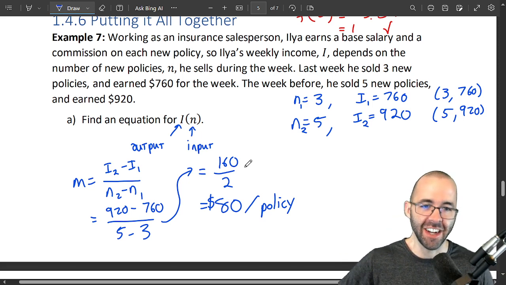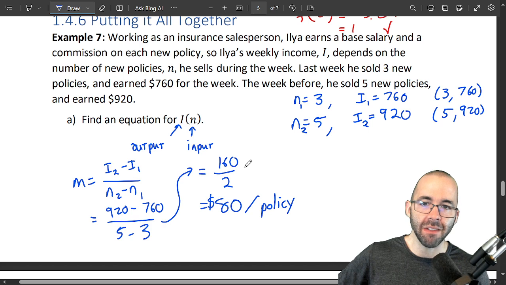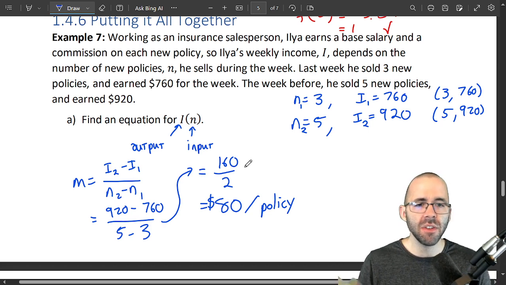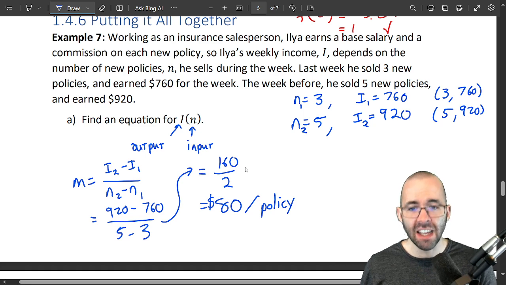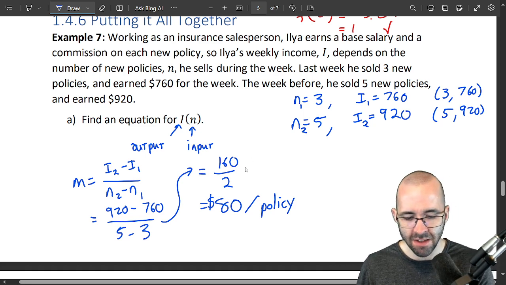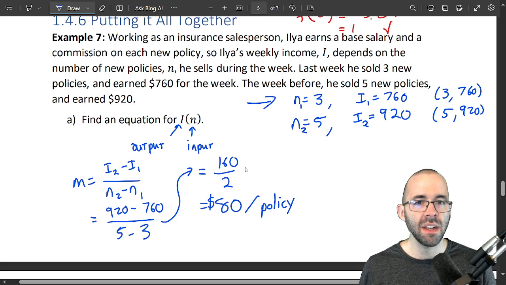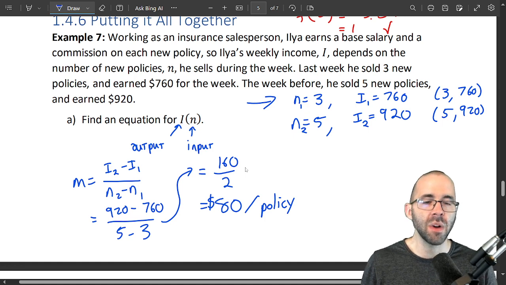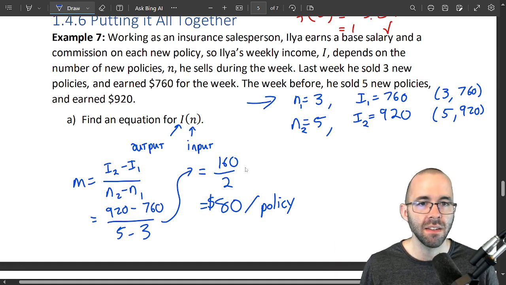So we need our B value now. B is a starting value. Well, how much does he get? And you don't have to do this mathematically, right? If you just get here and you say, well, $80 per policy, and he did 3, well, that means he must have gotten $240 from those policies. We can find out that his starting was $520 as his fixed pay.